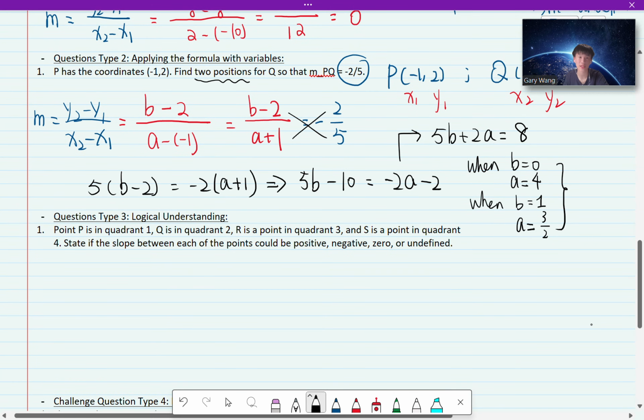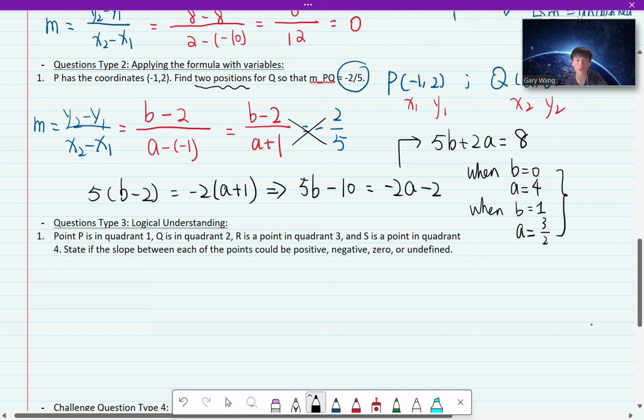The next type of question is a bit more challenging than the previous two question types. So type 3, logical understanding. This time we really need to connect those dots together and make sure that we have a very solid understanding of the concept of the equation of the slope. So let's look at the example. Point P is in quadrant 1, Q is in quadrant 2, R is a point in quadrant 3, and S is a point in quadrant 4.